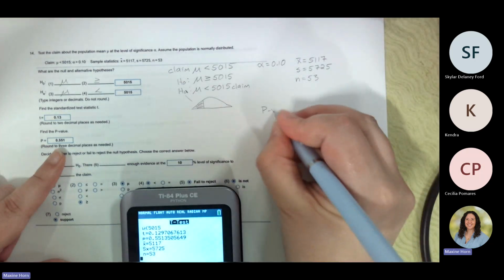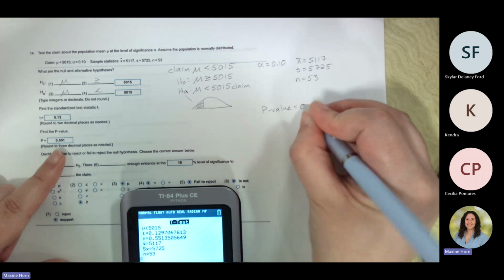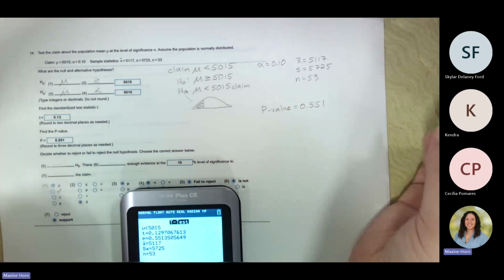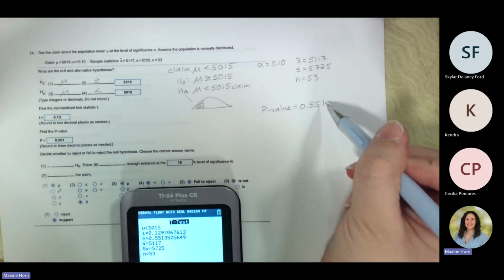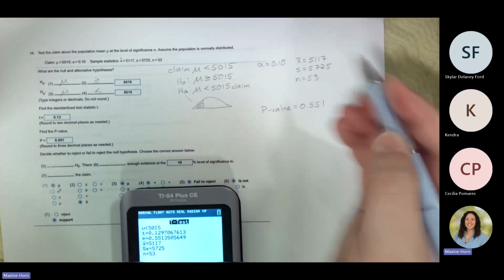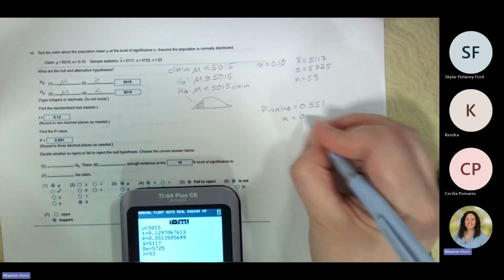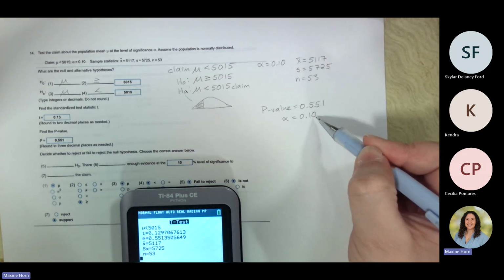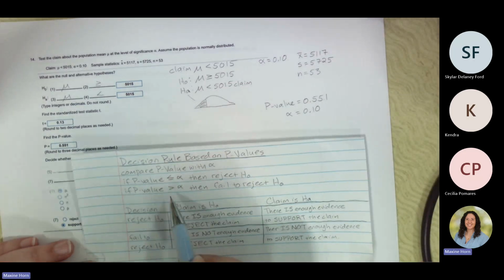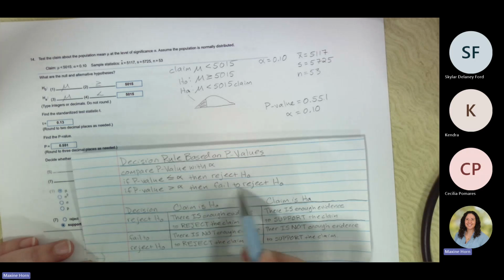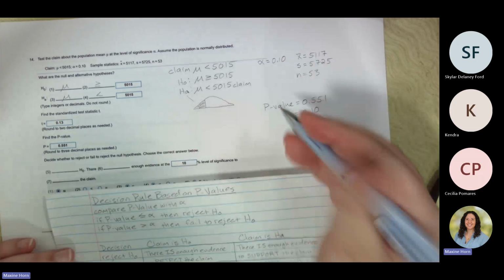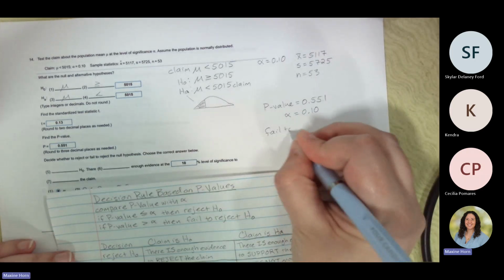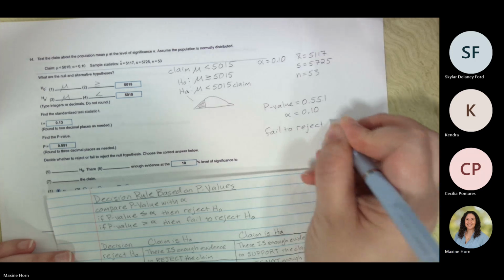So p-value is 0.551. We're going to compare our p-value to our level of significance. Again, if you want to write it next to here, you can. Our p-value is greater than our alpha. So we say when our p-value is greater than our alpha, we fail to reject the null. Okay, so we're going to write that down. We're going to fail to reject the null.